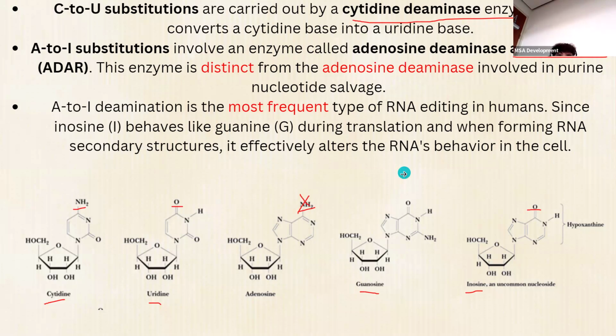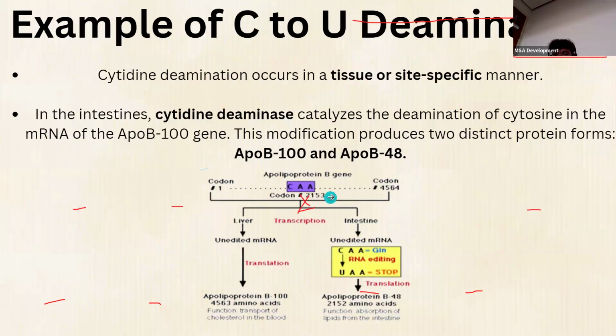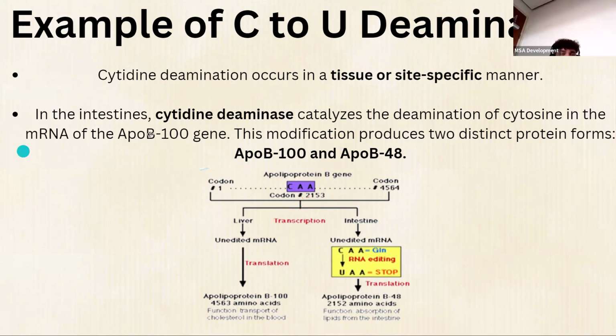Inshallah, it was clear for you guys. I will go into examples now, since I don't want to take a lot of time. Example of C to U deamination: cytidine deamination occurs in a tissue-specific manner. Basically, in the intestines I have cytidine deamination. In the intestines, cytidine deaminase will catalyze the deamination of cytosine in the mRNA of the ApoB100 gene. What do I mean by this?